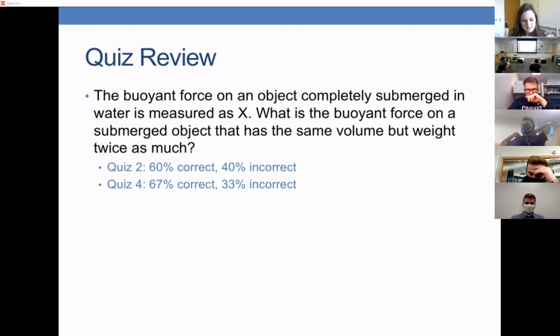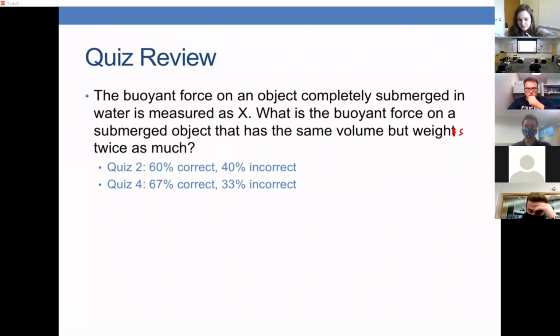with these questions. The first one: the buoyant force on an object completely submerged in water is measured as X, some force. What is the buoyant force on a submerged object that has the same volume but weighs twice as much? Weighs twice as much. Same amount? It is the same amount, Spencer, you're right.